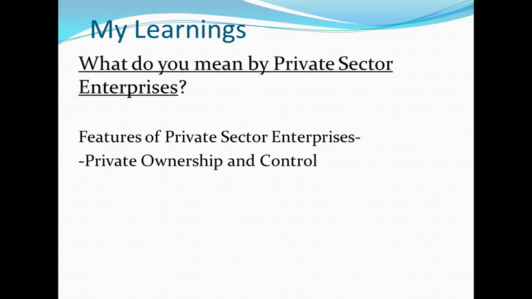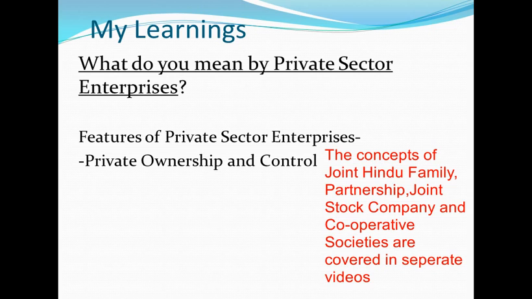First is private ownership and control. A private sector undertaking is fully owned and managed by a private entrepreneur or businessman. It may have just one owner or there can be more than one owner. When there is only one owner, he is called a sole proprietor, and this form of business organization is called sole proprietorship. However, if there is more than one owner, then the organization may be a joint Hindu family business or a partnership business or a joint stock company or a cooperative society.